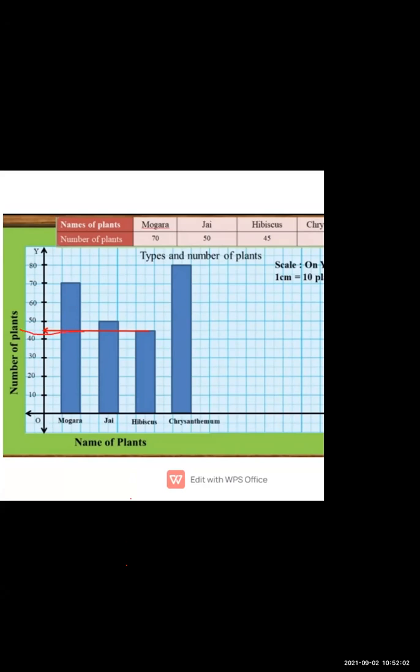So here it is, I have drawn a red line. Again, I am drawing a faint line. You will come to know it is a 45. Okay, 45.